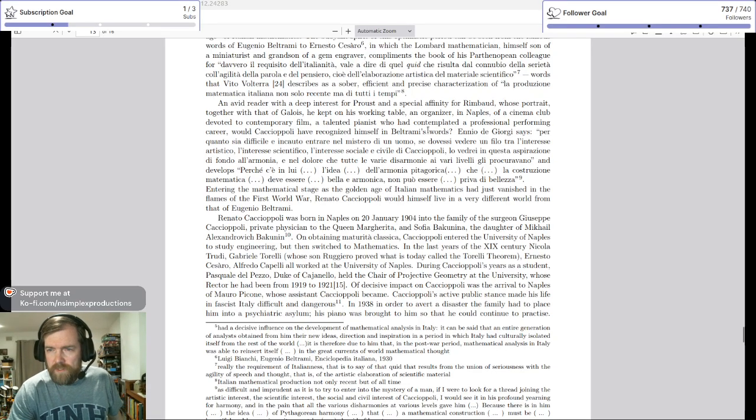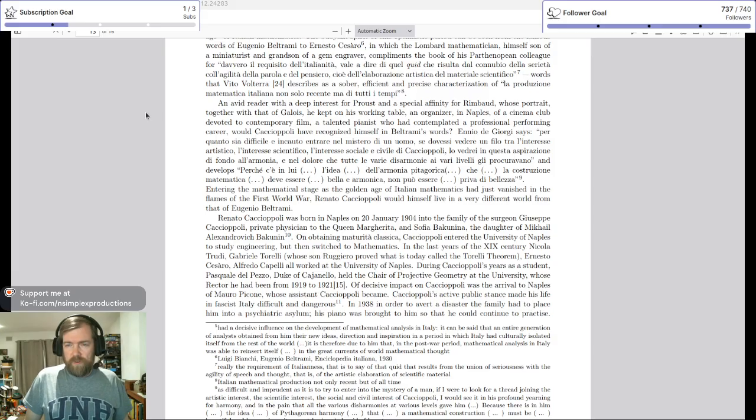An avid reader with deep interest for Proust and a special affinity for Rimbaud, whose portrait, together with that of Galois, he kept on his working table, an organizer in Naples of a cinema club devoted to contemporary film, a talented pianist who had contemplated a professional performing career, would Cacciopoli have recognized himself in Beltrami's words.